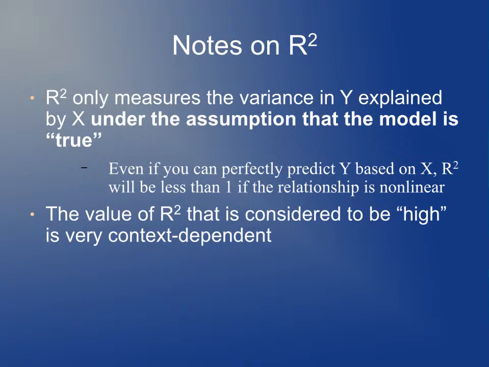A couple notes on R-squared is that R-squared only measures the variance in y explained by x under the assumption that the model is true. For example, if the true association between x and y is nonlinear, even if there is a perfect one-to-one association, say y equals x squared or something like that, if you had that model correct, you could predict y with perfect accuracy, but if we try to fit a linear model to y equals x squared, we'll get an R-squared less than 1. And the value of R-squared that's considered to be high would be extremely context dependent.